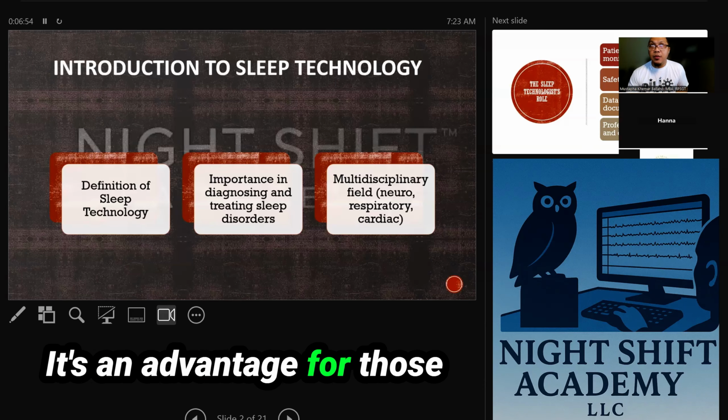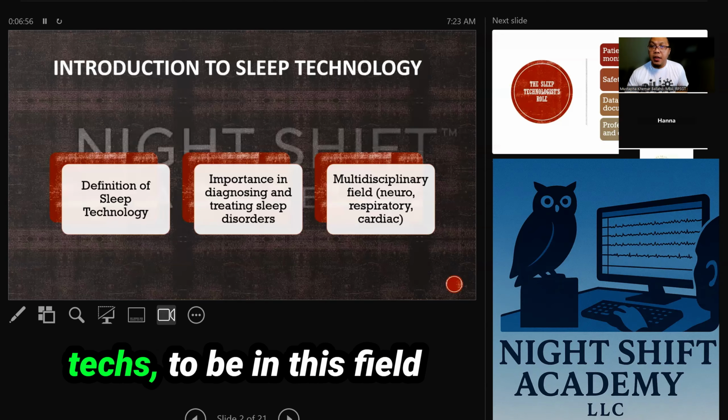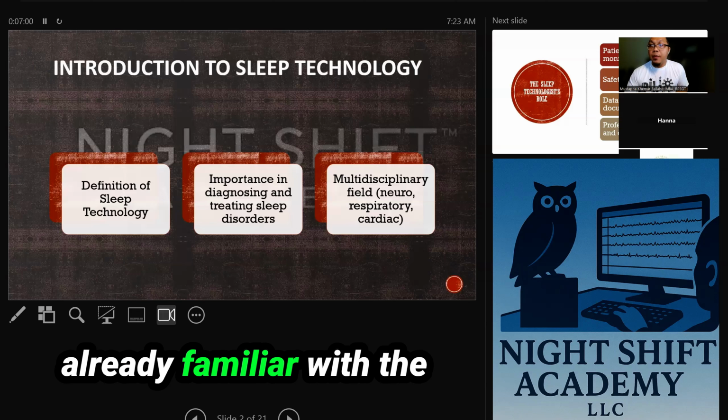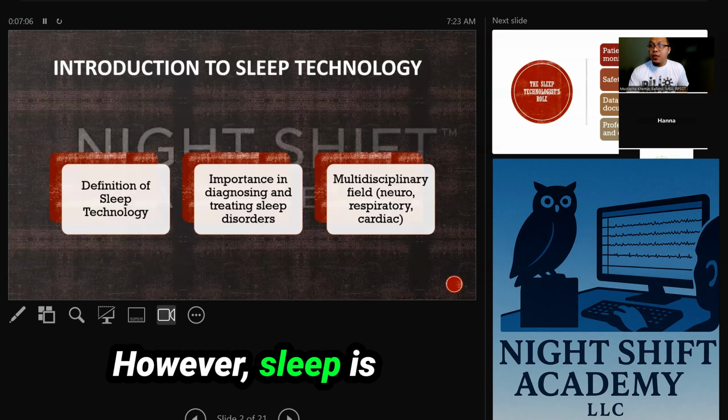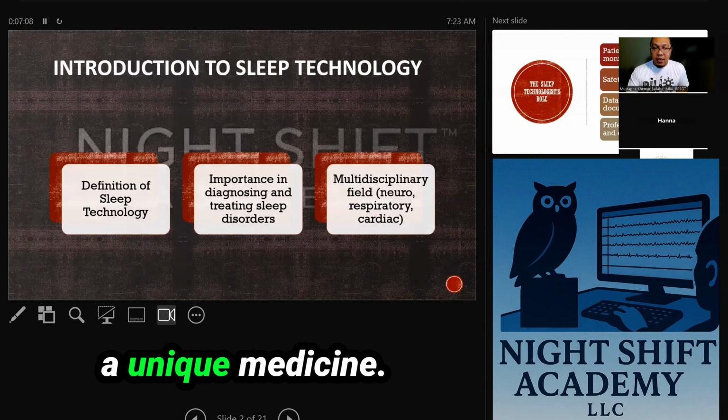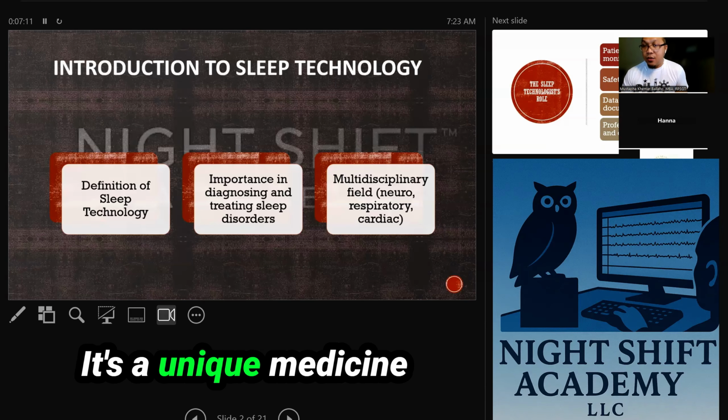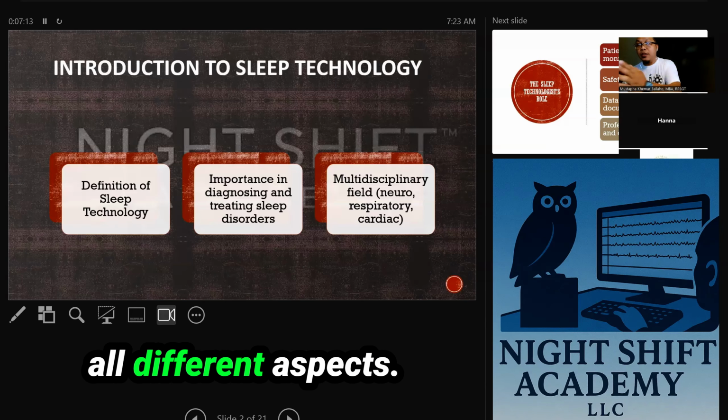It's an advantage for those who are RNs, RTs, medtechs to be in this field simply because you are already familiar with the terminologies and many other aspects of medicine. However, sleep is a unique medicine. It's a unique medicine because it involves all different aspects.